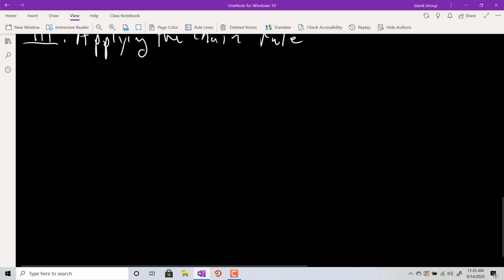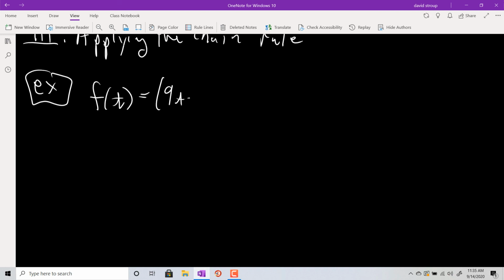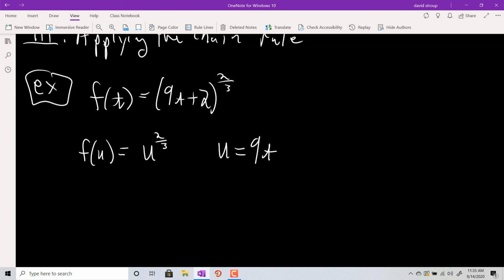Okay, so let's look at one. As an example, we have f of t equaling 9t plus 2 to the 2/3. If you want to play this game of identifying the outer part and the inner part, the outer part, f of u, is equal to u to the 2/3. And then the inner part, u, is equal to 9t plus 2. If you wanted to, you could substitute this u expression into u to the 2/3, and you'd end up with f of t.